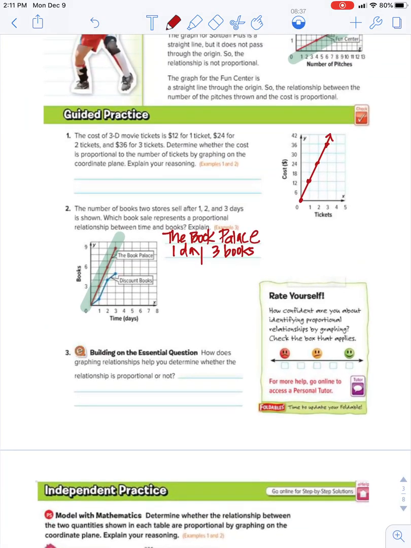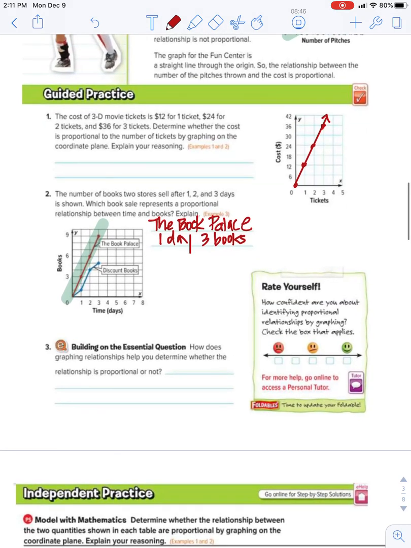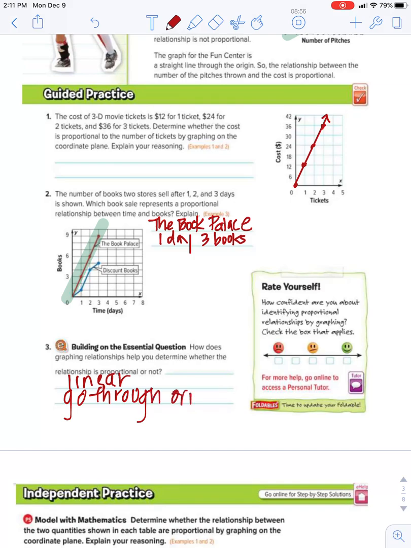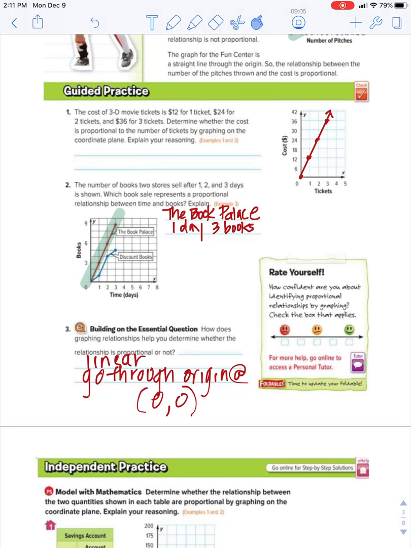All right, last one when you're going to check for your partner work. Building on the essential question, how does graphing relationships help you determine whether the relationship is proportional or not? Remember, 2 big things. It needs to be linear, and it needs to go through the origin at 0, 0. If it meets just one of those things, it is not a proportional graph.